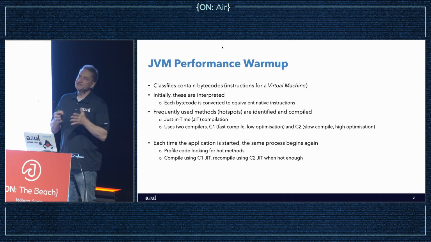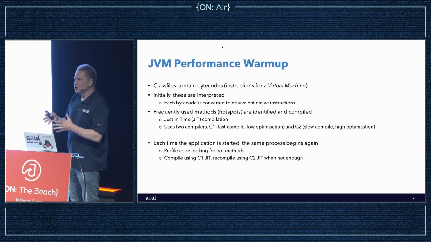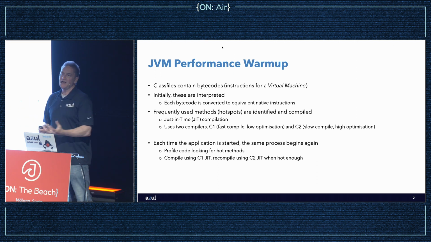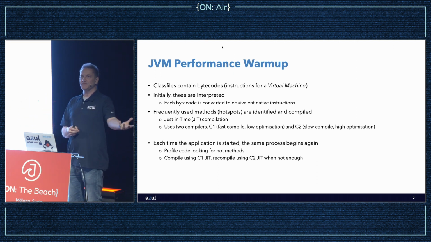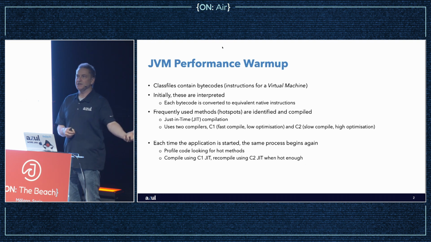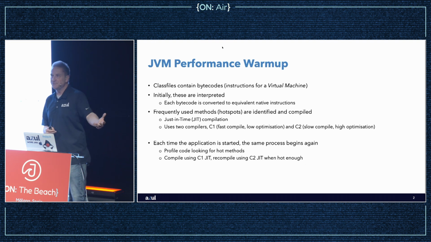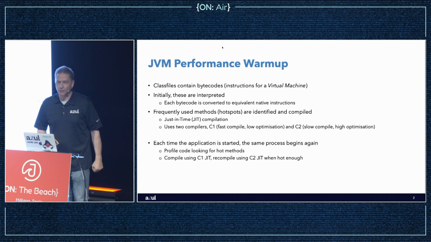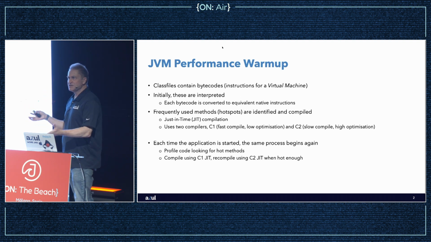And the way that we do that is in a number of different stages. Initially, they are interpreted, meaning that we take each bytecode in turn and convert it directly into a set of native instructions through a set of templates. Those are generated when you start the JVM initially, each set of templates created for whichever machine we're running on. So that runs very slowly.